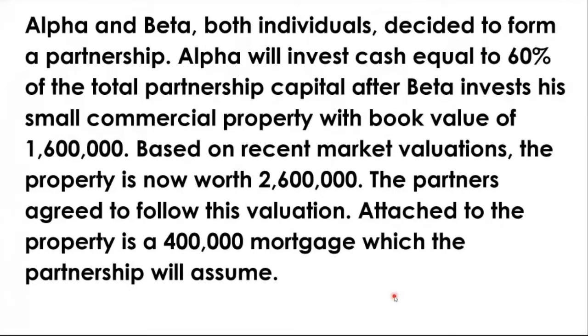Attached to the property is a 400,000 mortgage which the partnership will assume. So this is quite easy. Ang gagawin lang natin dito is, number one, prepare the journal entries for the investment of Beta. And considering that the 60% ownership in the partnership will be owned by Alpha, it is assumed that the net investment of Beta will be the basis of the 40%. So let's give the answer.